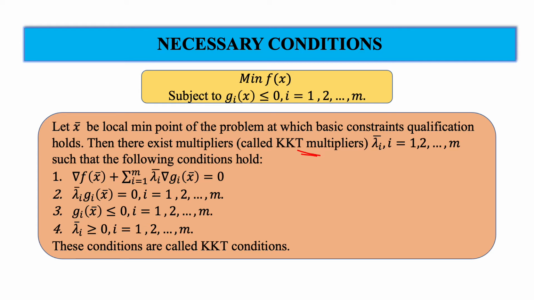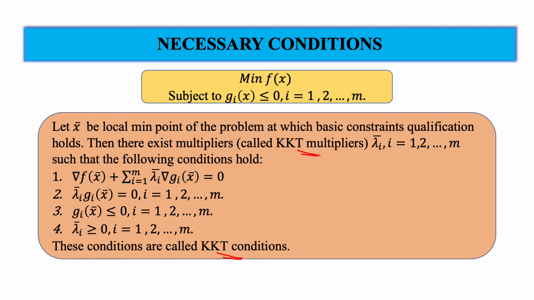What are the conditions? The first condition is the same as your Lagrange condition for the Lagrange multiplier method, and all these conditions are important and we are calling them KKT conditions. The first condition is gradient of f(x bar) plus summation of i from 1 to m lambda_i bar times gradient of g_i(x bar) should be equal to 0. The second condition is lambda_i bar times g_i(x bar) should be equal to 0 for all i.